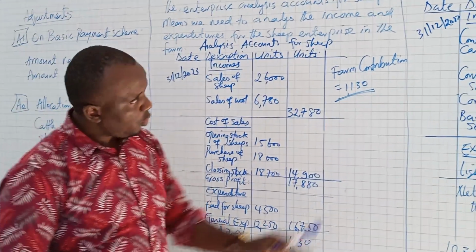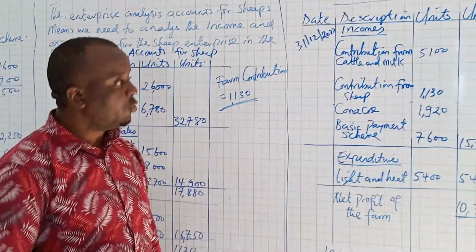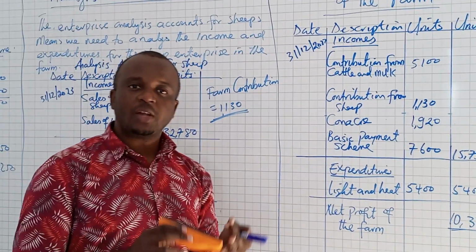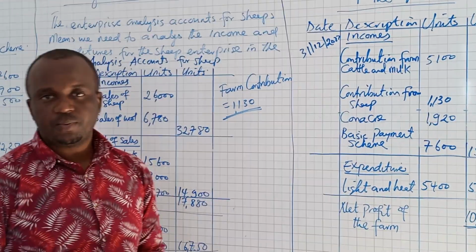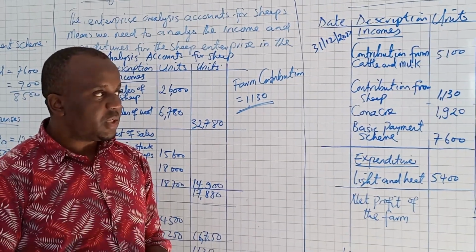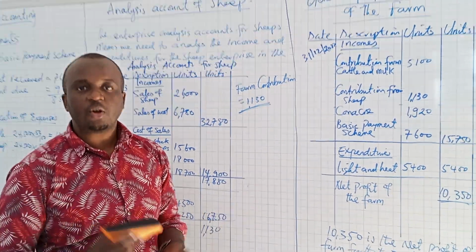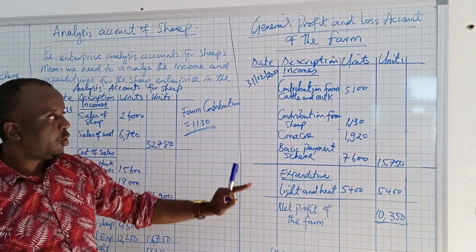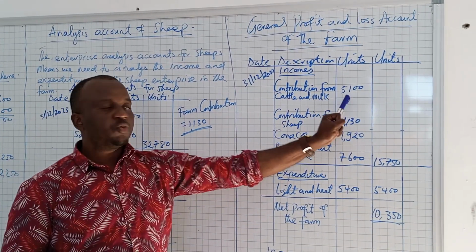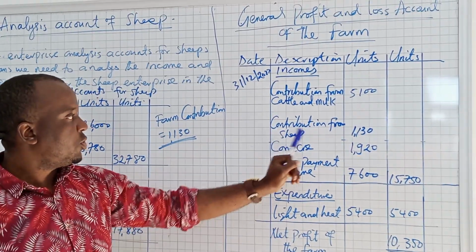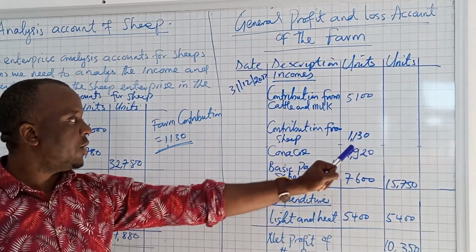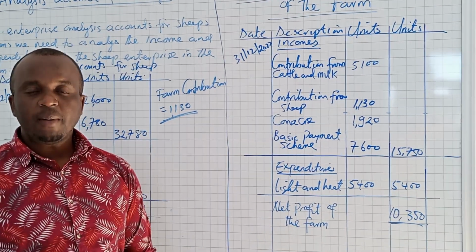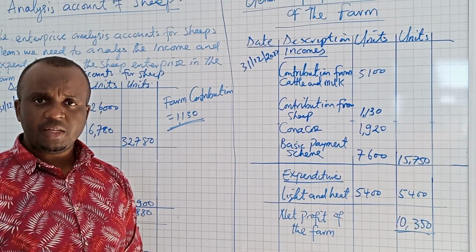Now, we need to create the general profit and loss account. The general profit and loss account is the contribution from the cattle and milk, contribution from sheep, and government subsidies, as well as other kinds of income that come into the farm. So when we look at the question, the sections where income came: contribution from milk, which we got 5,100, contribution from sheep, which is what we are calculating here, is 1,130. Then there is the farm agreement between the lessee and the lessor.